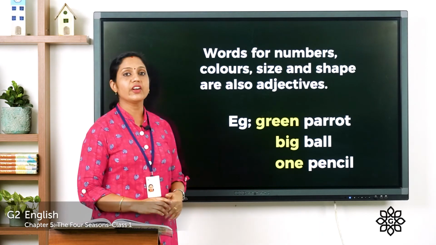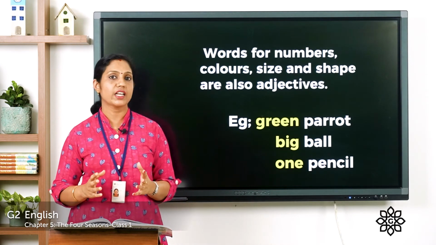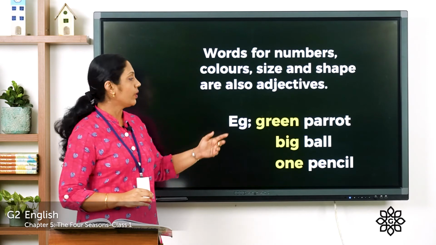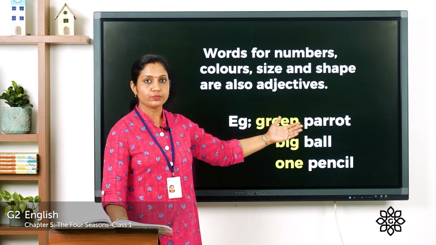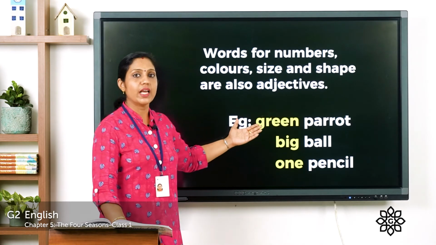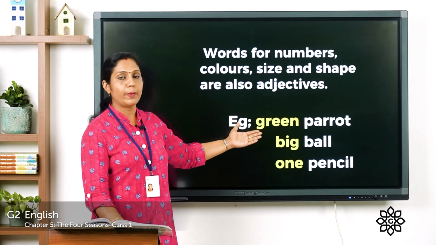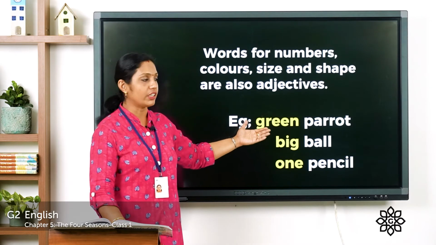For example, green parrot. So the parrot is described as green. Green is a color. But here green is an adjective because it's told green parrot. So the parrot is described as green. So it's showing the color of the parrot. So the word green here is an adjective.